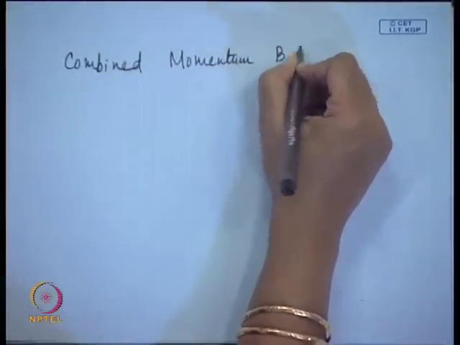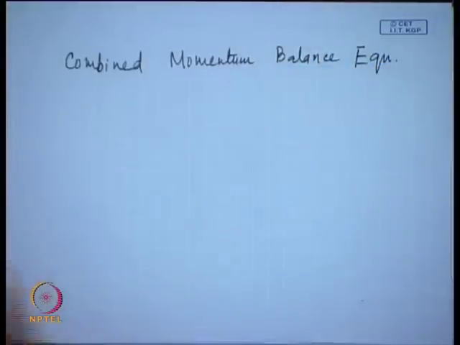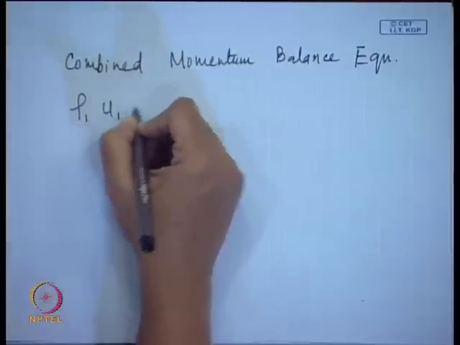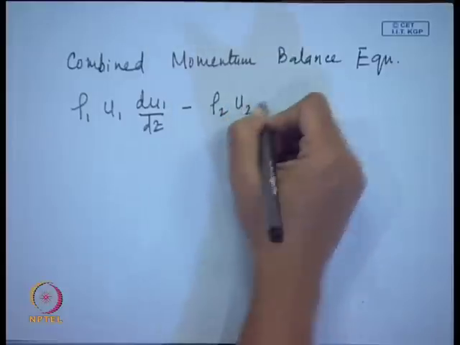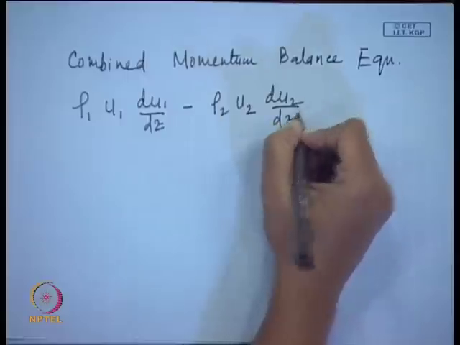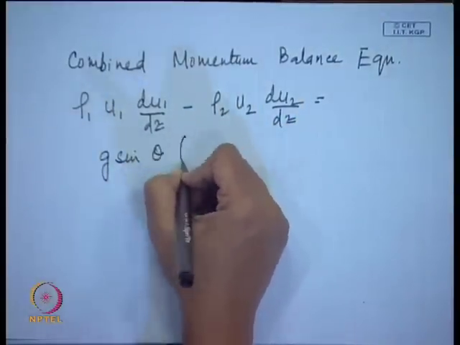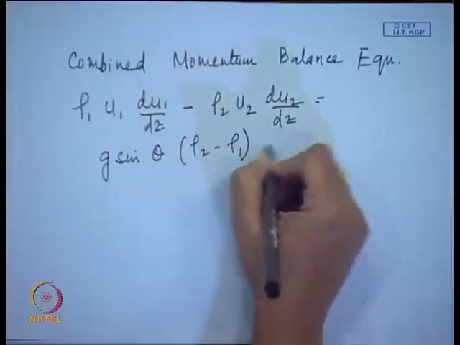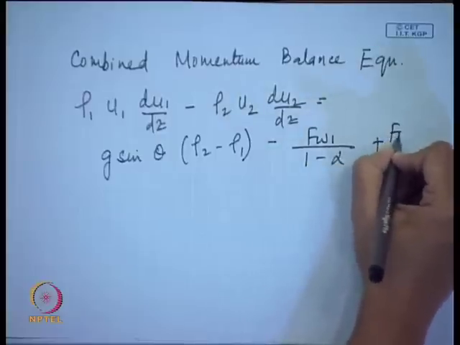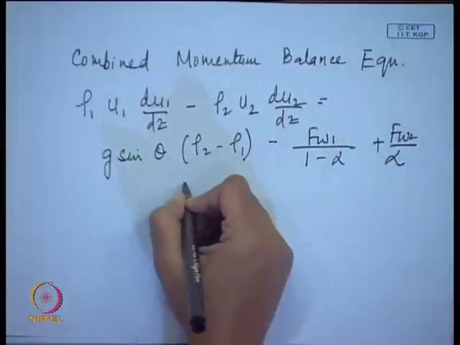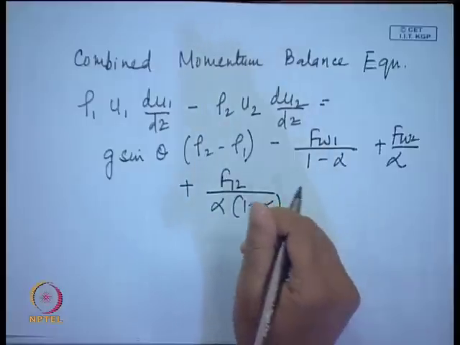By this particular process we had obtained the equation for d u1 dz. This you already have, but I will just do it for the recapitulation. This is equal to g sin theta into rho 2 minus rho 1, minus 1 by 1 minus alpha, plus f w 2 by alpha plus f 1 2 by alpha into 1 minus alpha. This was one thing that we did.